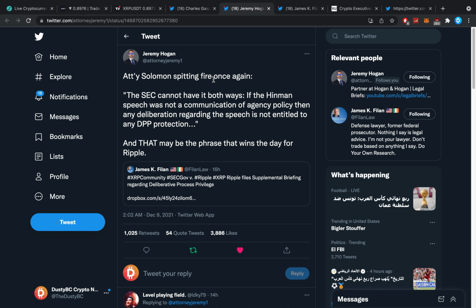However, Jeremy Hogan right now is kind of concluding here that a couple of the statements which they're putting out right now might showcase that the privilege which the SEC claims cannot actually be used for this specific situation.